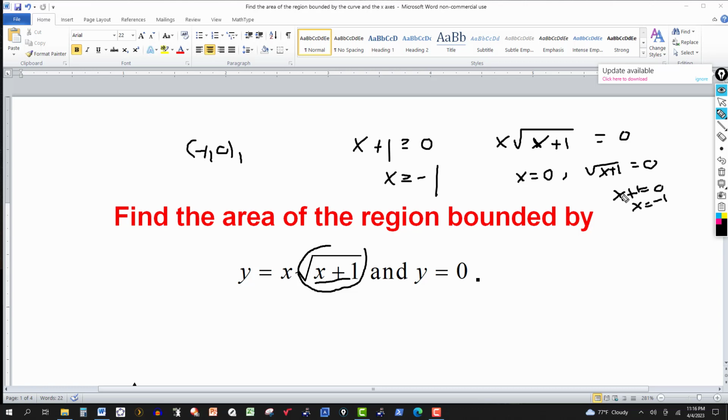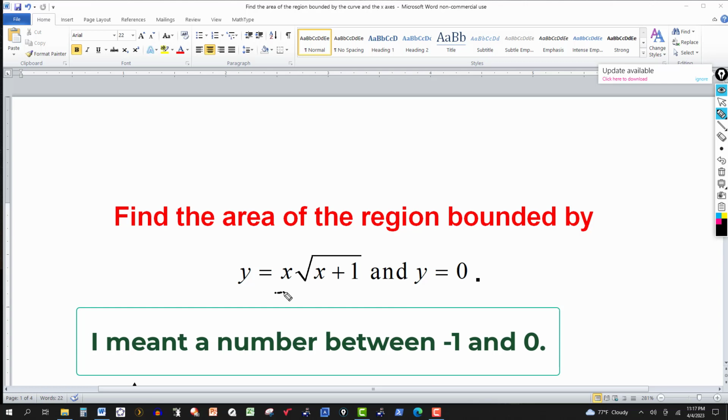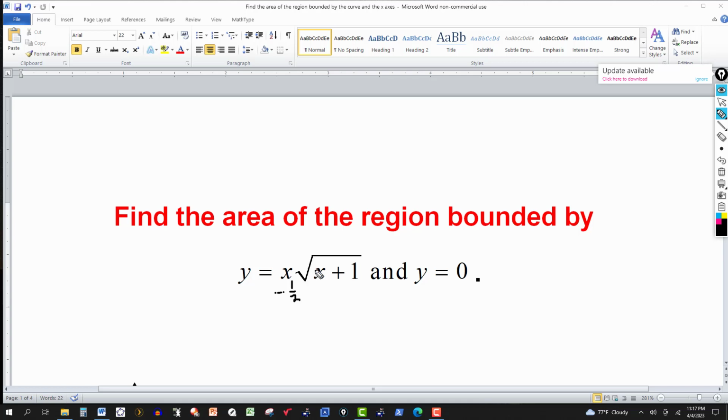And then if x is equal to 0, I replace the x by 0 in the function, and get 0 times the square root of 0 plus 1, which is 1, so 1 times 0 is 0. So the points of intersection of the graph of the function and the line are negative 1, 0 and 0, 0. And notice that if I pick a number between negative 1 and 0, say negative 1/2, I get negative 1/2 outside, and negative 1/2 plus 1 under the radical is 1/2. The square root of 1/2 is positive. So between negative 1 and 0, the graph stays below the x-axis.